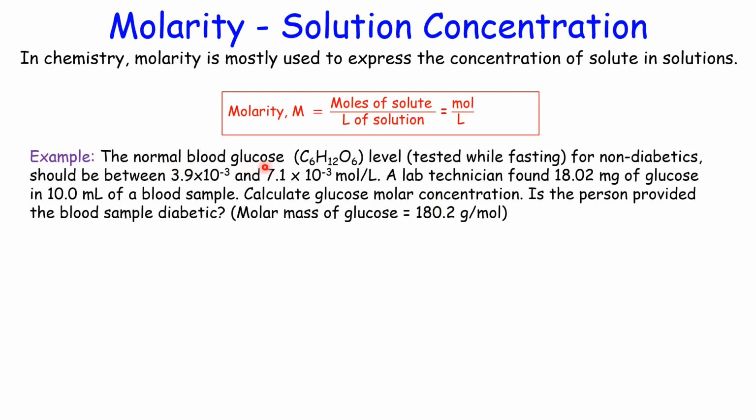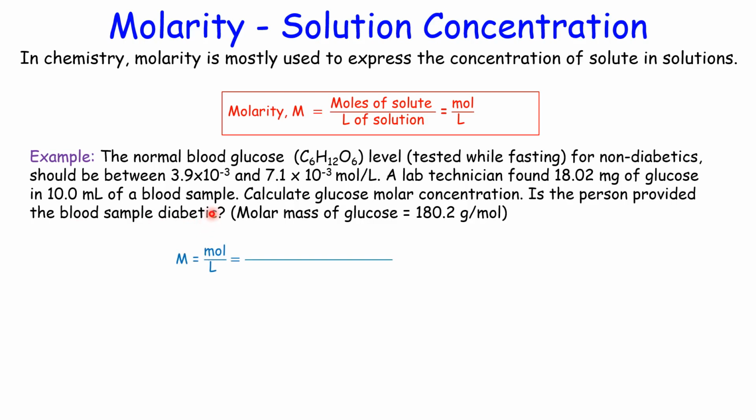The normal blood glucose level for non-diabetics should be between 3.9 times 10 to the negative 3 and 7.1 times 10 to the negative 3 molar. Moles per liter, that's molarity, and we can call that molar. A lab technician found 18.02 milligrams of glucose in 10 milliliters of a blood sample. Calculate the glucose molar concentration. Is the person who provided the blood sample diabetic?